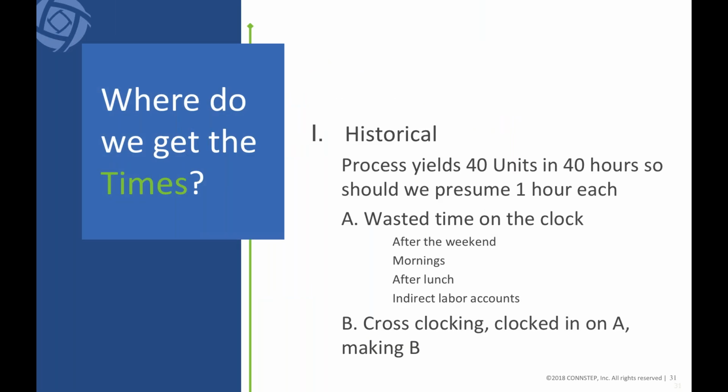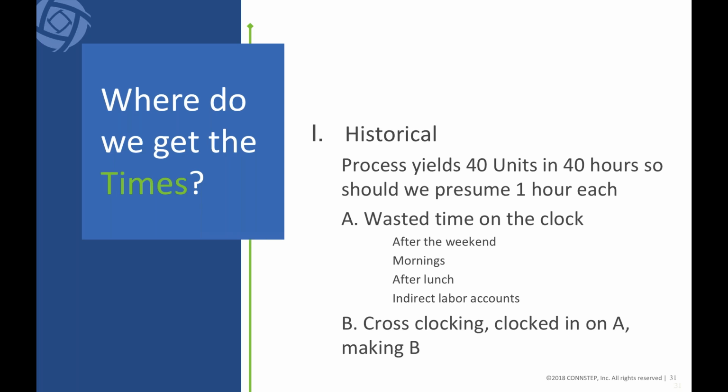Where do you get the times for capacity? Well, one way to get them is through what we call historical, or from your clocking. But the assumption is that if a process yields 40 units in 40 hours, so we logically assume it takes an hour each. The problem is that that's rarely true, and usually very underinflated. So some of the reasons for that is wasted time on the clock. We get clocked in, but we lose time in the morning after a long weekend, or mornings or after lunch.